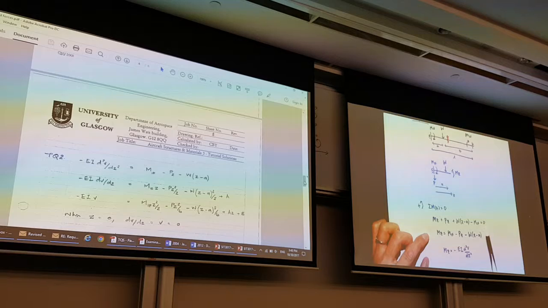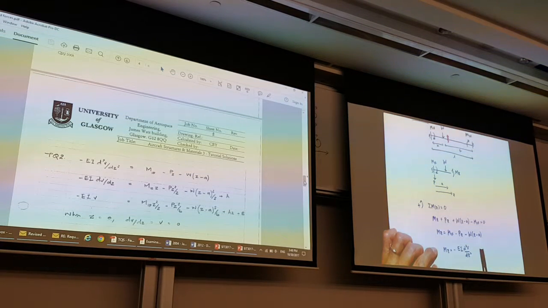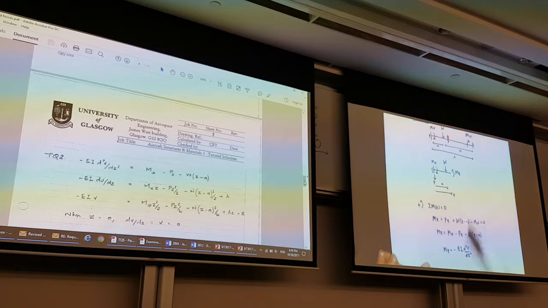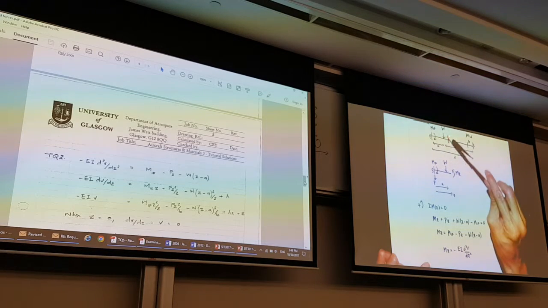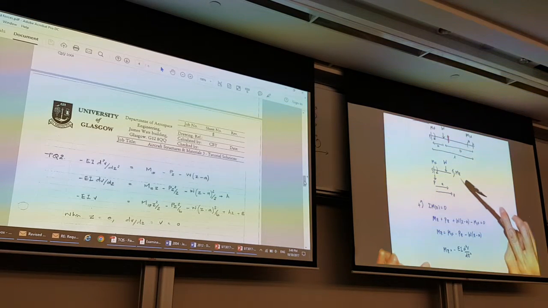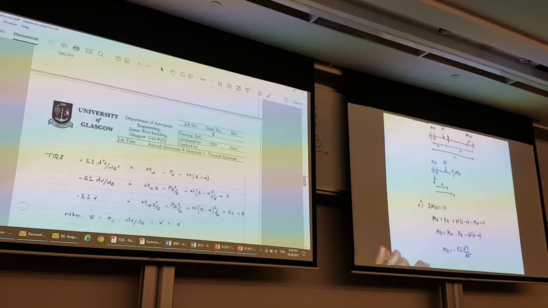Alright, so if you rearrange, then MZ of course is equal to M1F minus PZ minus W(Z minus A). And we all know that at a cut section, EI is equal to MZ. At the cut section itself, where you introduce the cut, you're going to have this MZ, and this MZ is actually given by this particular formula, which is equal to minus EI d2v divided by dz squared.